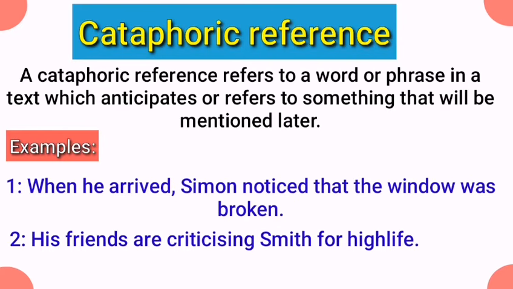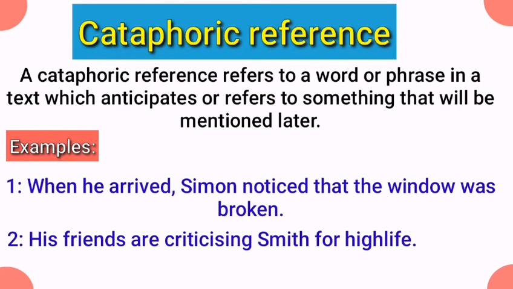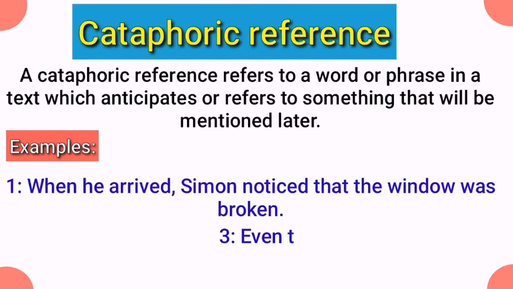His friends are criticizing Smith for high life. Observe this sentence. The possessive adjective, his, is first used to refer to a noun, Smith. So again the word is used for a person who is going to appear later in a text. So, this is also known as a cataphoric reference.